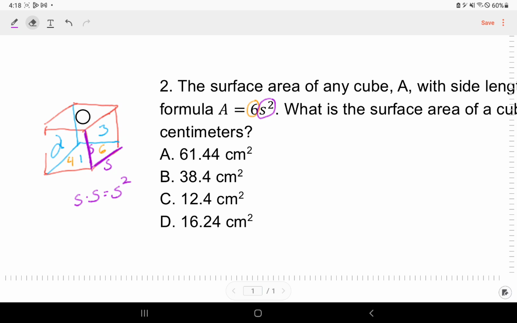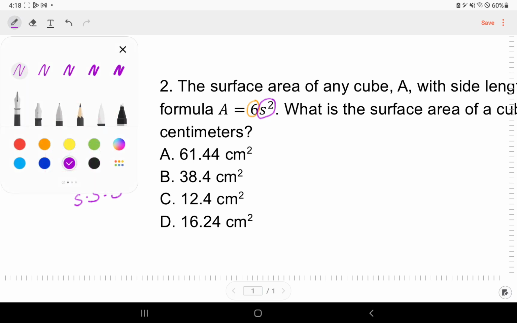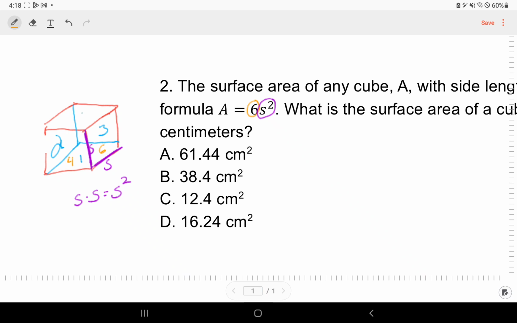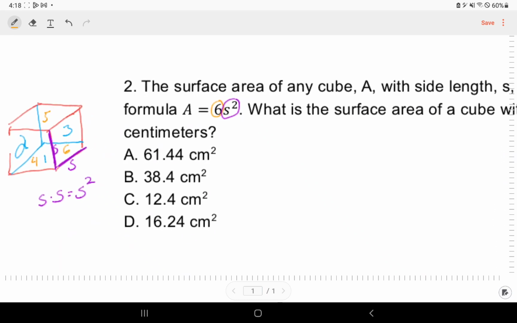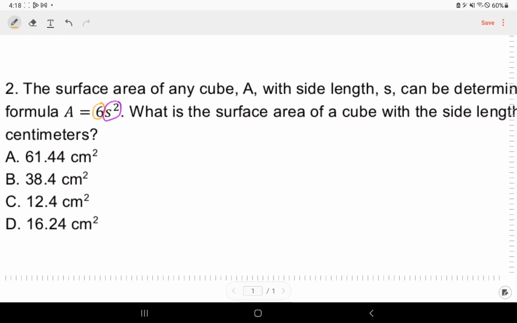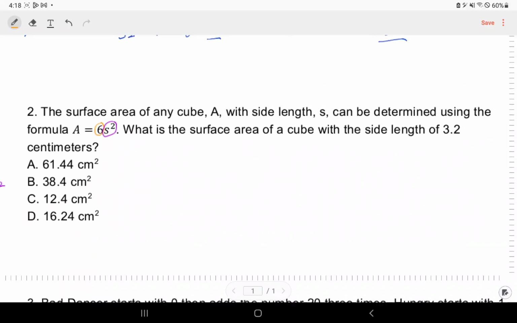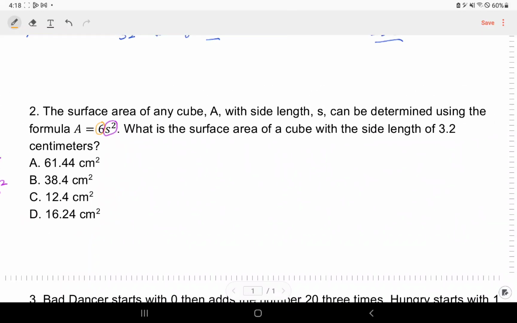And I just realized I put 2 3s. That should have been a 5. Not that it makes a difference, but it was bugging me. So, what really matters for this question is that we know this is S. So what we really have is A equals 6 times 3.2 to the second power.